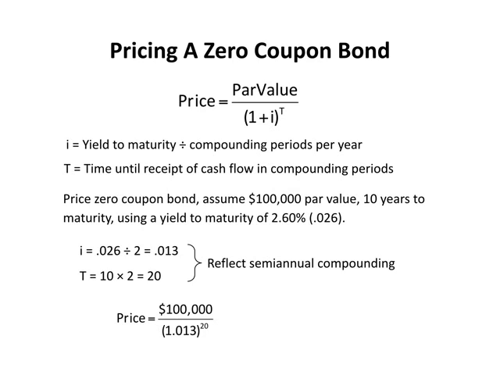A price of $77,234.46. That's the amount an investor would pay today to receive $100,000 in 10 years.